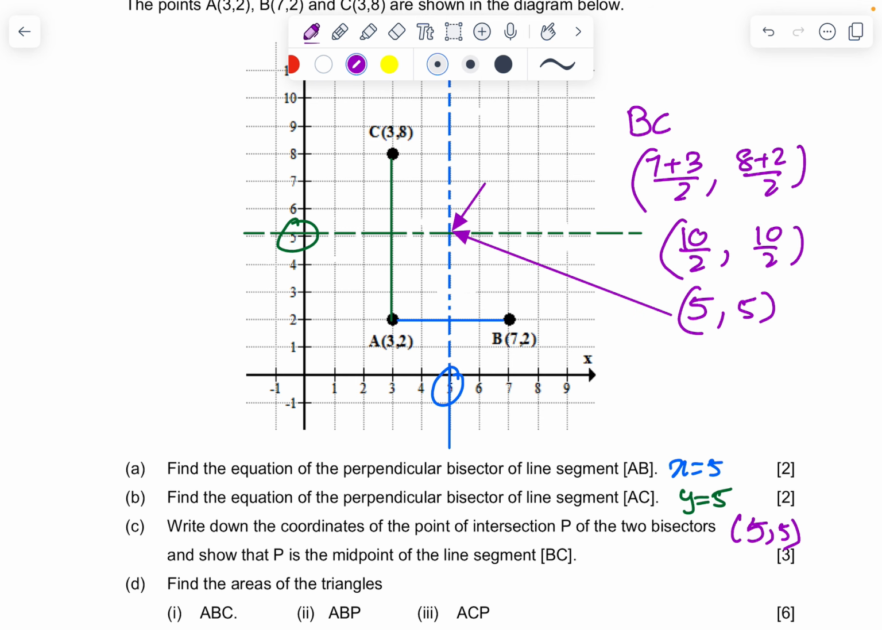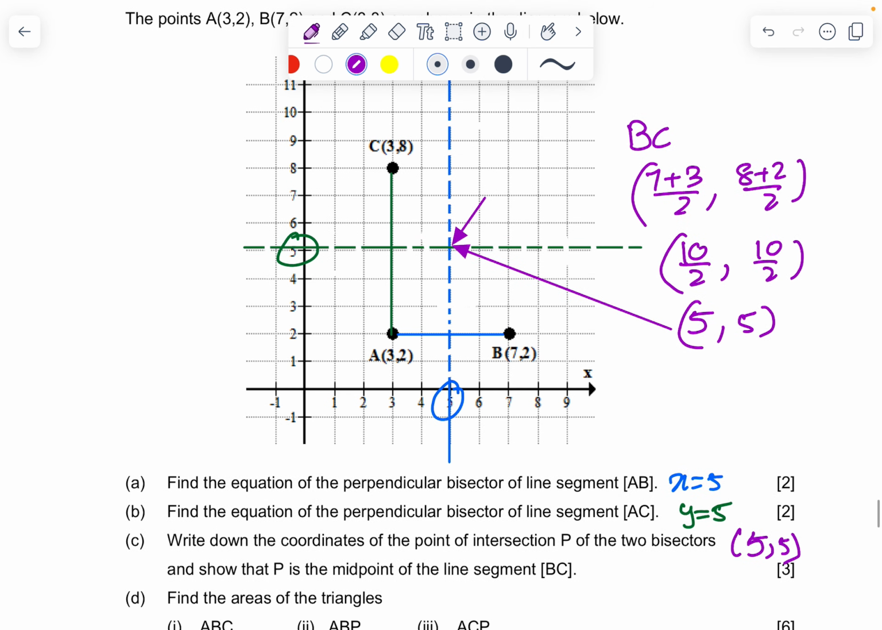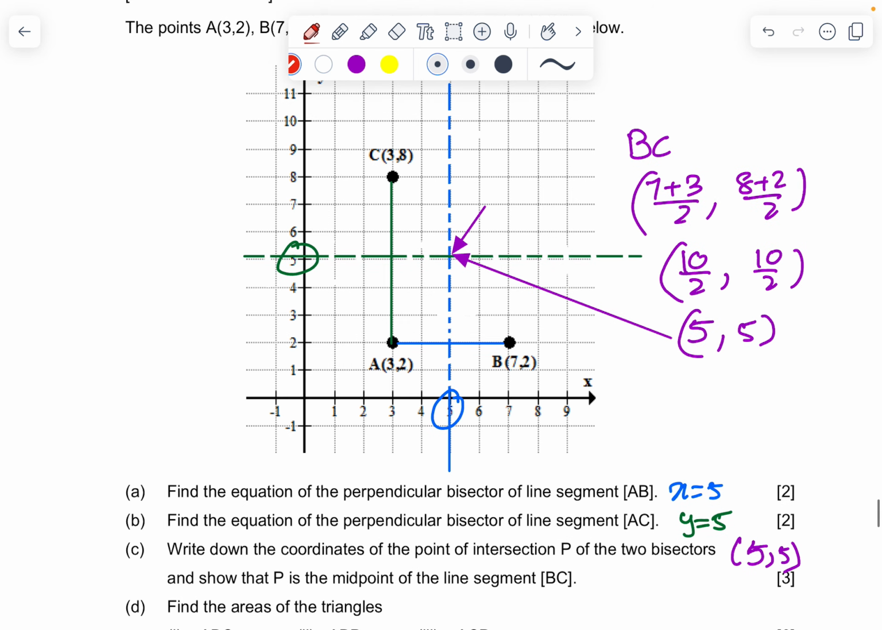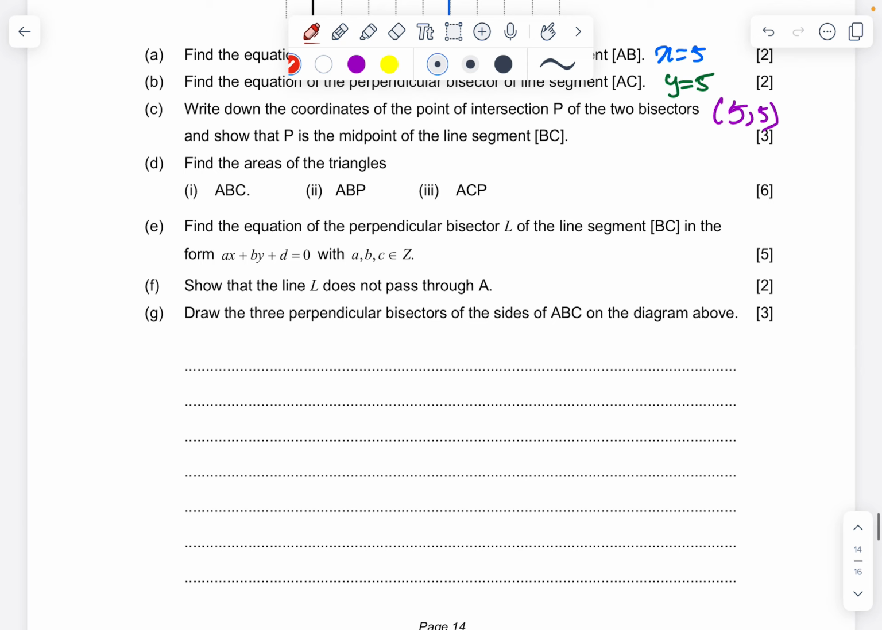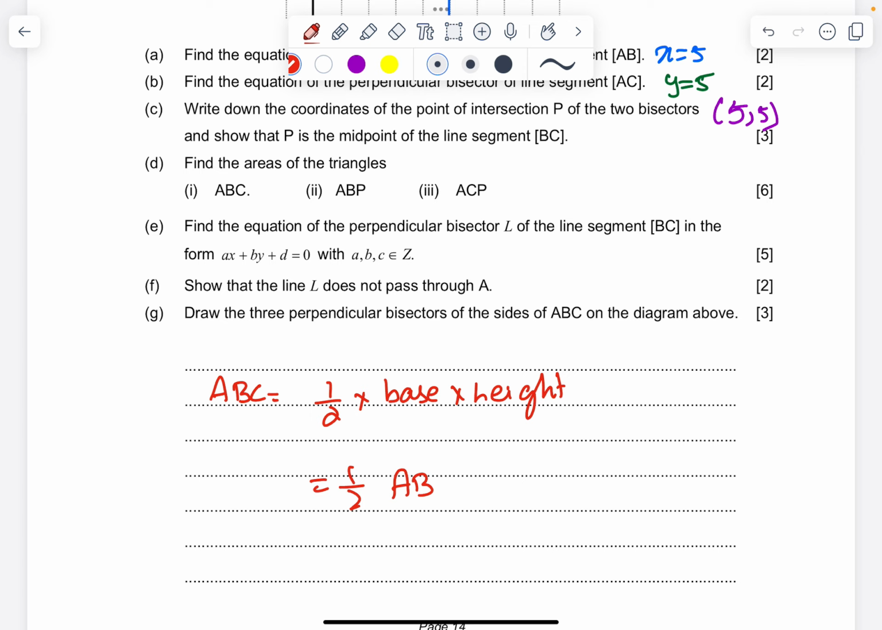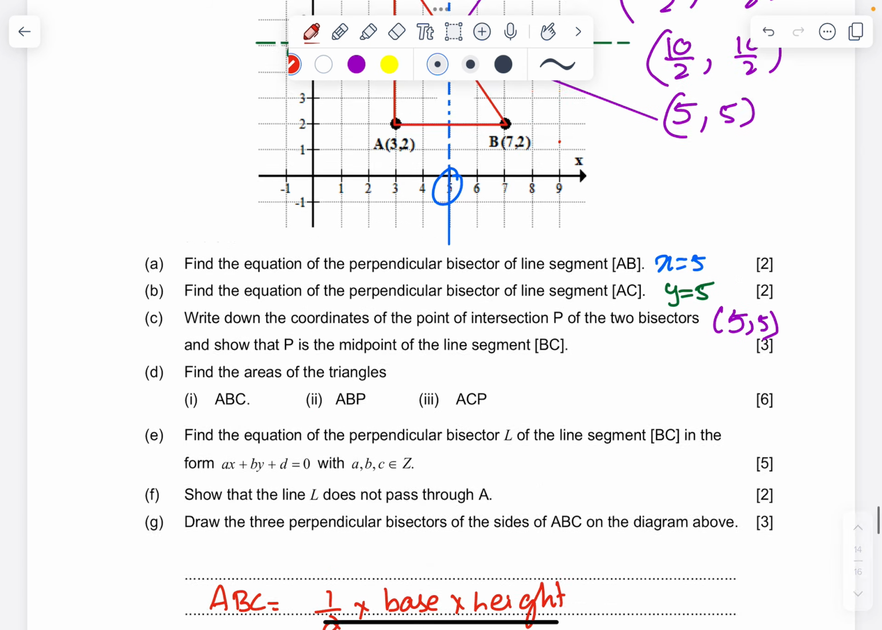Is the point of intersection. Find the area of triangle ABC. Where is triangle ABC? Triangle ABC is over here. This red color triangle is triangle ABC. Now for that, area of triangle ABC will be half times base times height. Half times base is AB and height is AC.